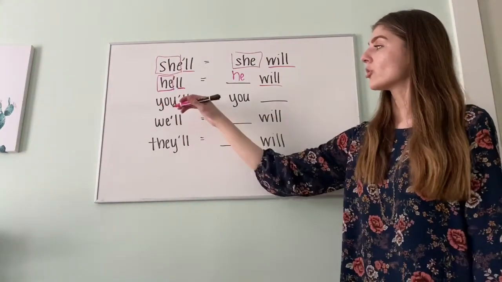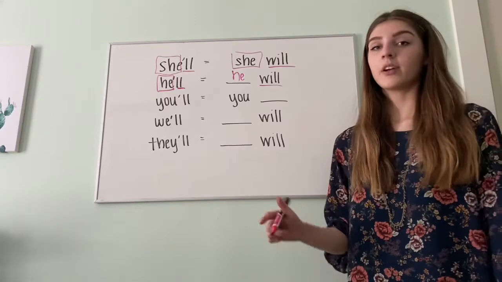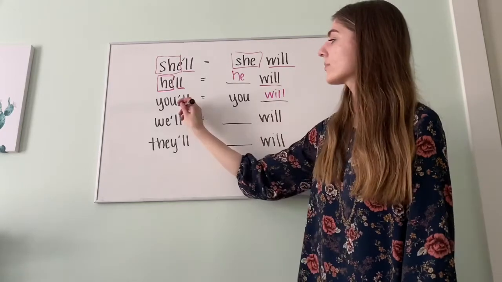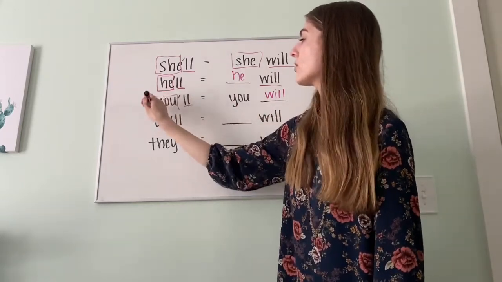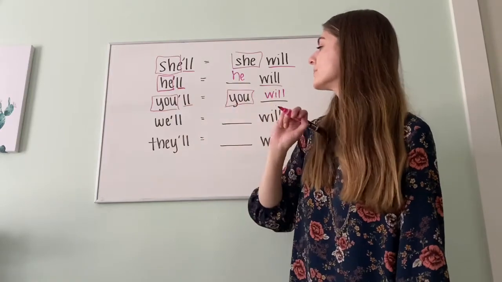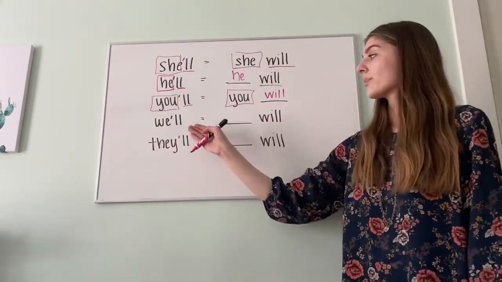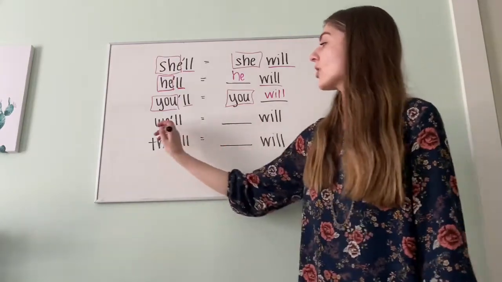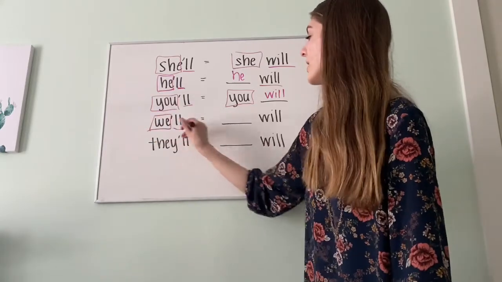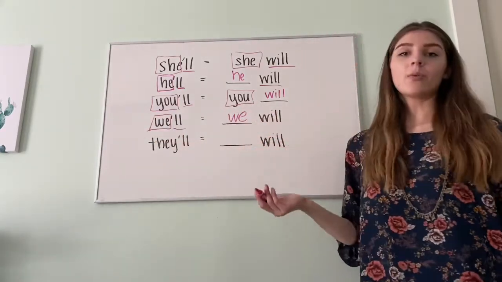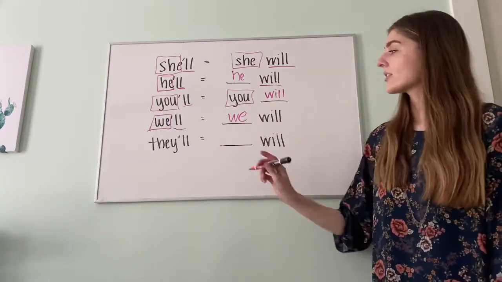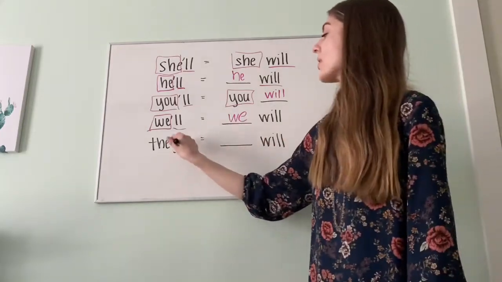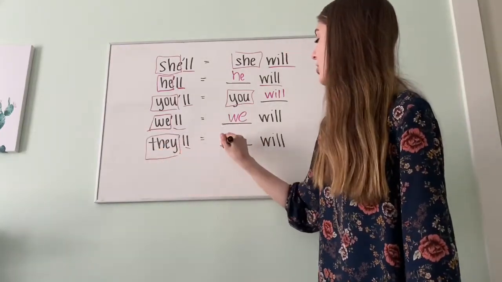Next we have you'll. You'll do your homework. You will do your homework. So we can shorten it to you'll, or we can write it all out as you will. Next we have we'll. Like, we'll see each other when we get back to school. That's the same thing as saying we will. We will see each other when we get back to school. And lastly, we have they'll. They'll go to class. Or they, which is right here, they will go to class.